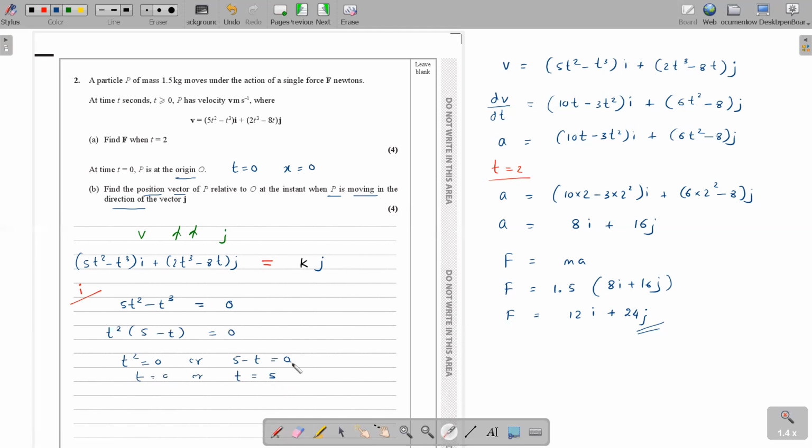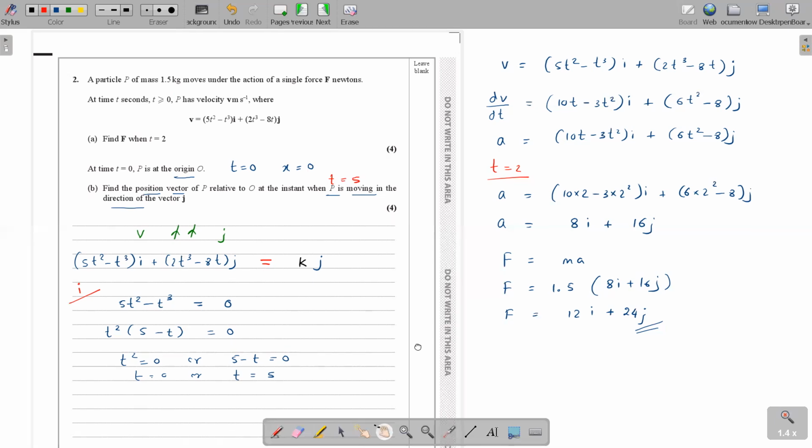Find the position vector. We need to find the position vector, children, of P relative to O at the instant when P is moving parallel to vector j, which means at the instant when time equals 5 seconds. You don't need to read this other part. Your task is to find the position vector of P at the instant when time is 5 seconds. Did you understand the question?